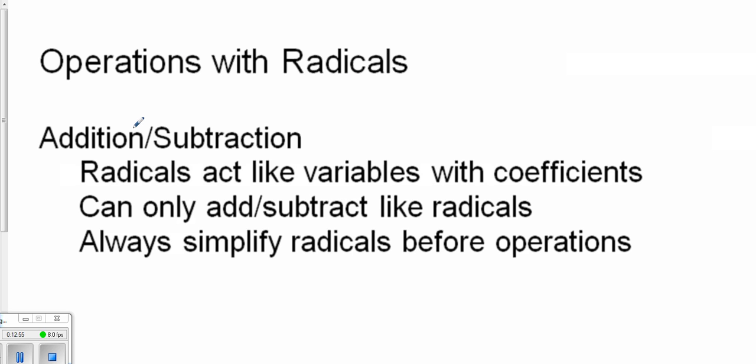Operations with radicals. We're going to look at addition and subtraction first. Now in these cases, radicals act like variables with coefficients. We can only add and subtract like radicals. So they have to both say the square root of 5, or the square root of 3, or the cubic root of 2. Those ones you can combine. We always simplify radicals before we try to do operations.